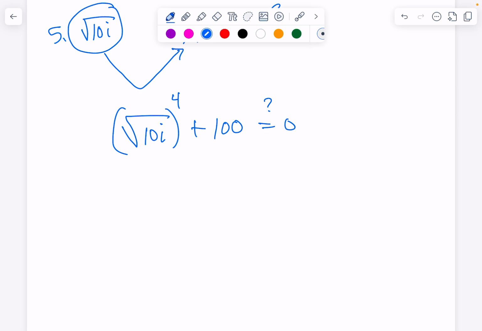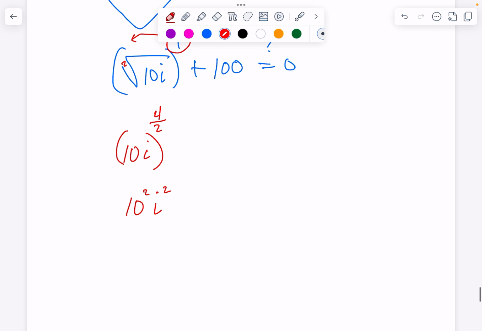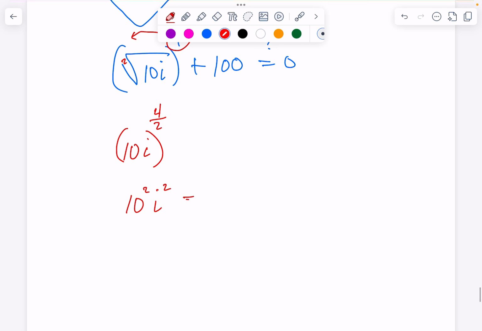What I would do is, there's a 2 here, and I would make that into a rational. So it'd be 10i to the 4 halves. This is called rationalizing the exponent. Making a rational exponent. 4 halves is 2. So it'd be 10 squared, i squared.